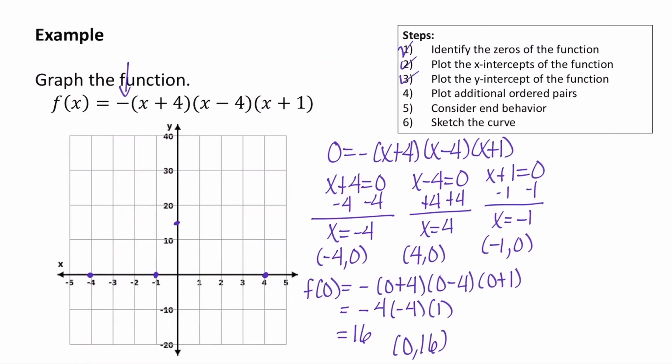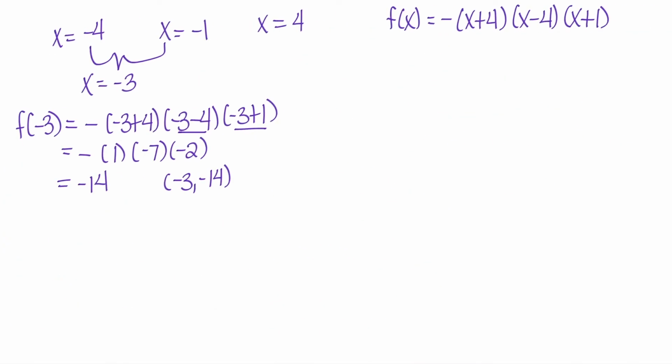So I'm going to go ahead and plot that on my graph. So I have negative 3 and then negative 14, which is about here. And now I'm going to pick a point that's in between x equals negative 1 and x equals 4. So I'm going to pick the value x equals 2.